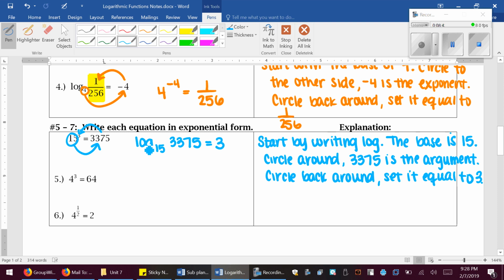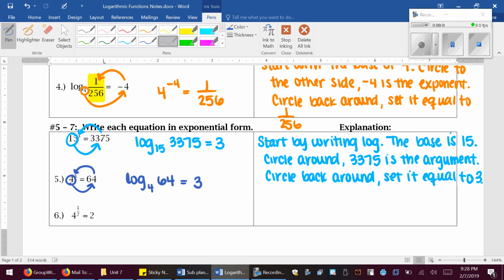So this is read as log base 15 of 3,375 is equal to 3. So for our next one, write down the word log. The base is 4. That's your subscript. Go around to the other side, write 64 next as the argument. Circle back around, set it equal to 3.